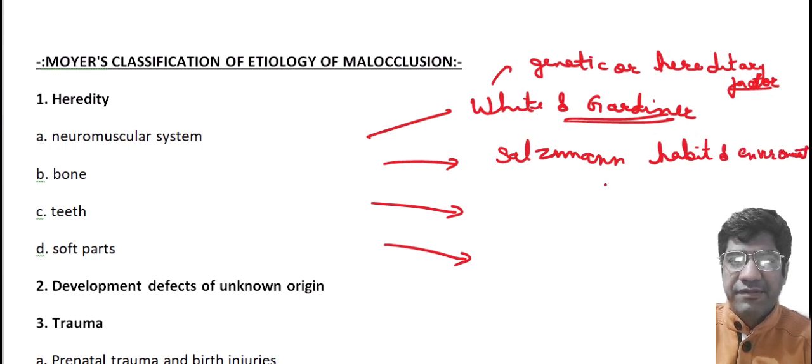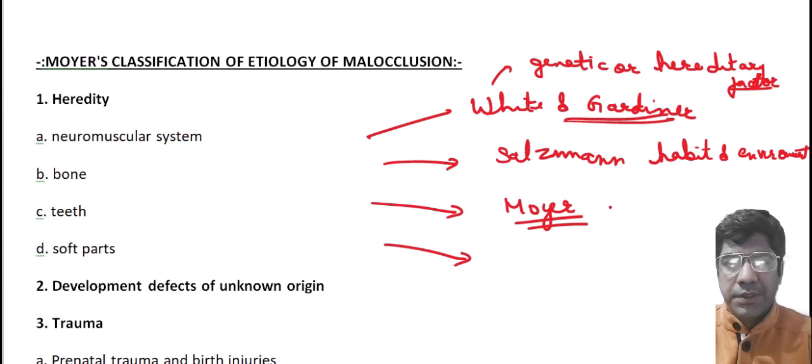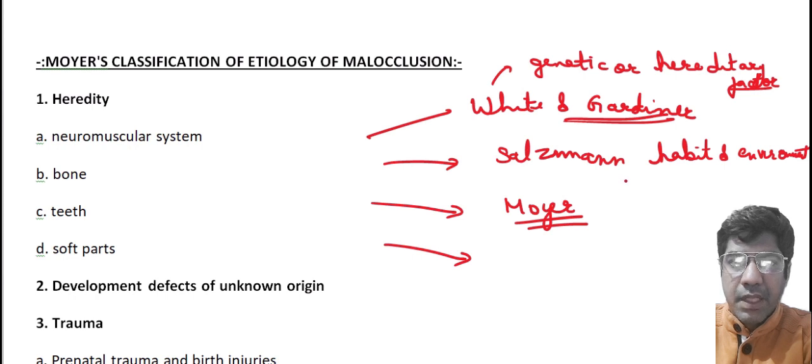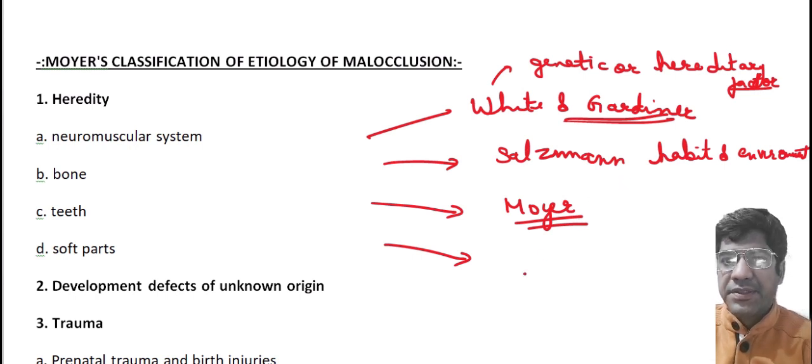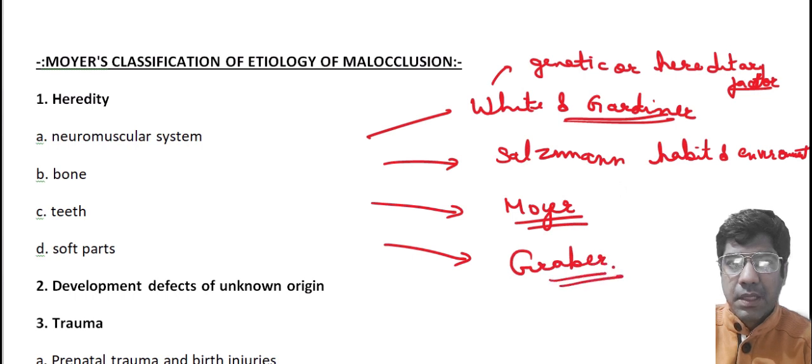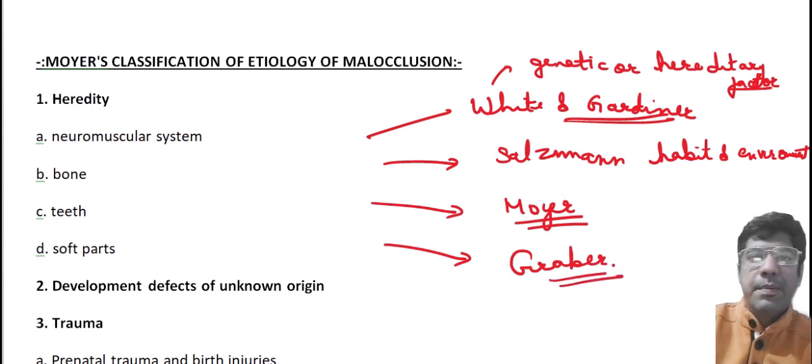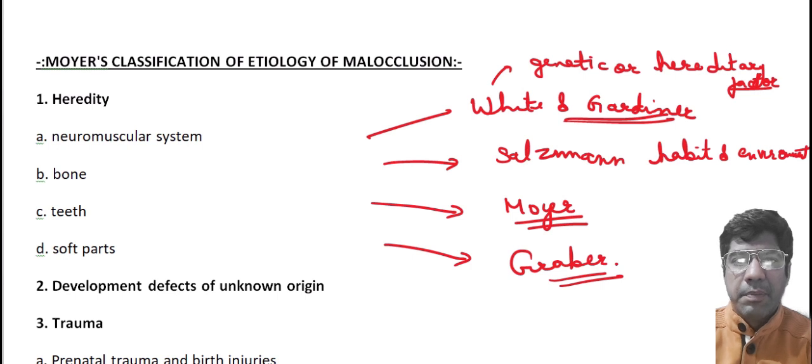Other is the Moyers classification. The Moyers classification considers the skeletal and dental discrepancy as the main cause of the malocclusion. And the other is the Graber's classification. The Graber classification focuses on the developmental causes and the issues related to the growth and development of the teeth and the jaws.